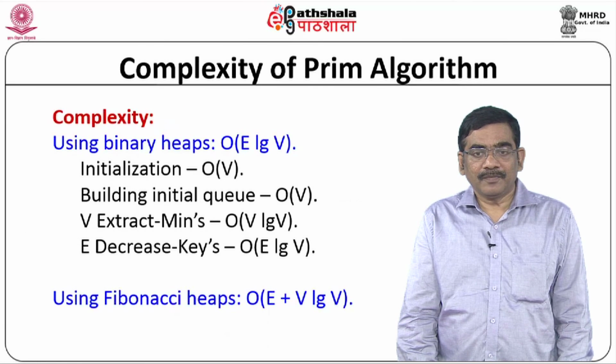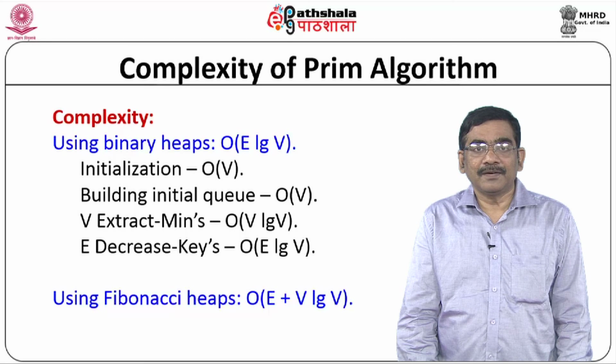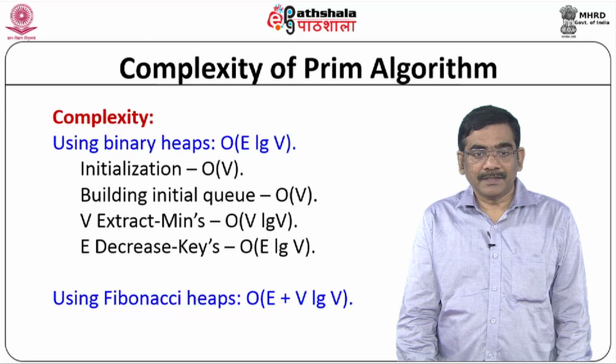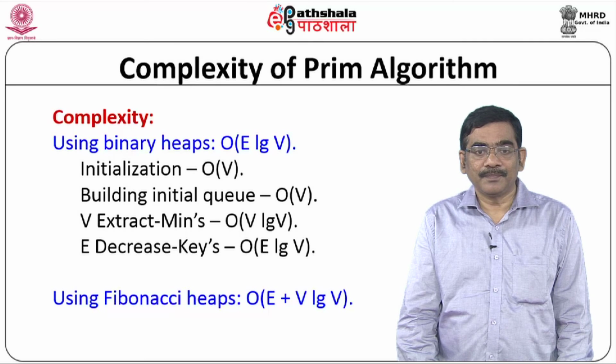So, what is the complexity of Prim's algorithm? The complexity is very simple. For initialization, it takes order of V. Then for building the initial queue, again it is order of V. The main component of the algorithm is extract min, and the complexity of that is order of V log V. Then for key manipulations, the decrease key is going to be order of E log V. So, put together, it comes as order of E log V.